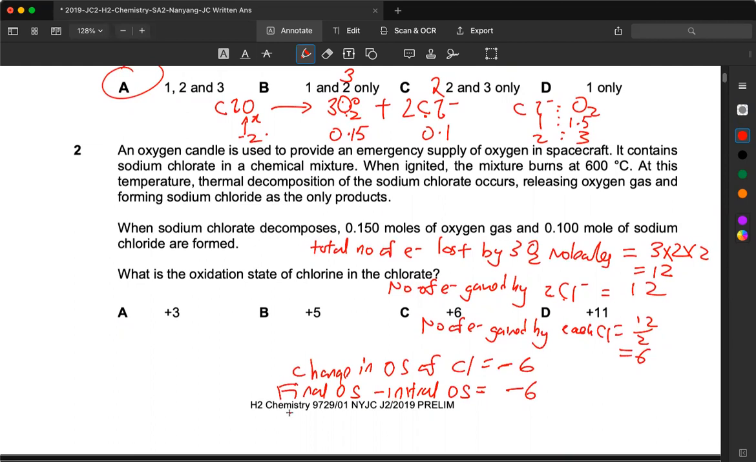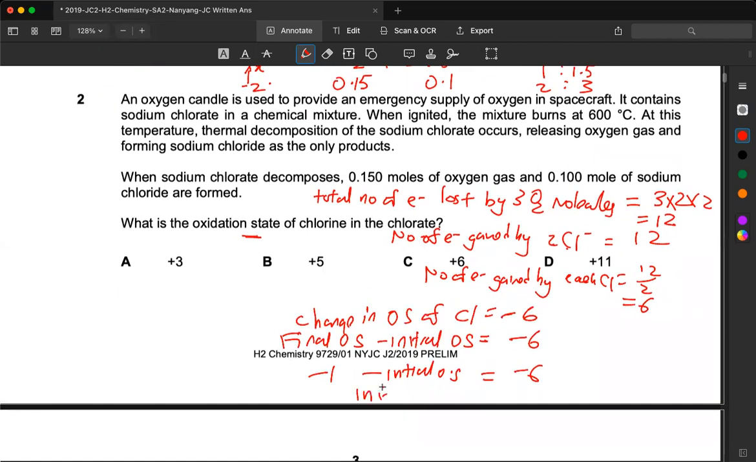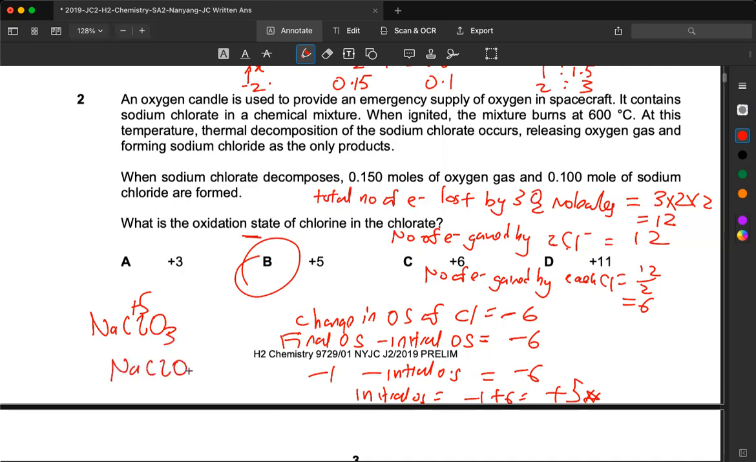So the final oxidation state is -1 for each chloride. The initial oxidation state is the one that you need to find. So -6: the initial oxidation state will be equal to -1 plus 6, which is +5. So the answer is B. So it is NaClO, with +5 here, then here will be -3. So it's NaClO3. That's the formula. If they ask for the formula, balance the +5.